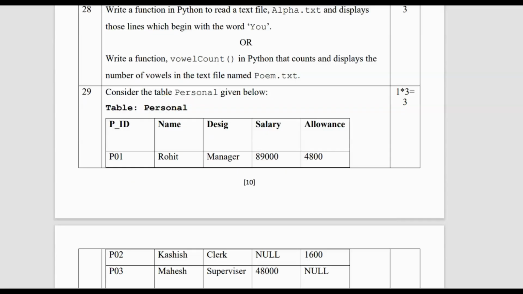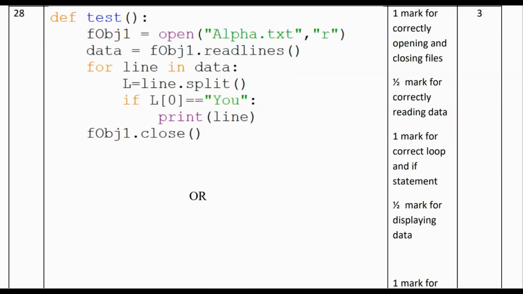Let us see this question in the marking scheme. Under the marking scheme they have defined the test function. Under that they have opened the file named alpha.txt according to the question, in R mode, and they used the readlines function to read the lines and store them in data. For each line in the data we are iterating and splitting the line into words. After splitting, we are checking whether the first letter is U or not. If it is U then you should print this line. Finally you should close this file.